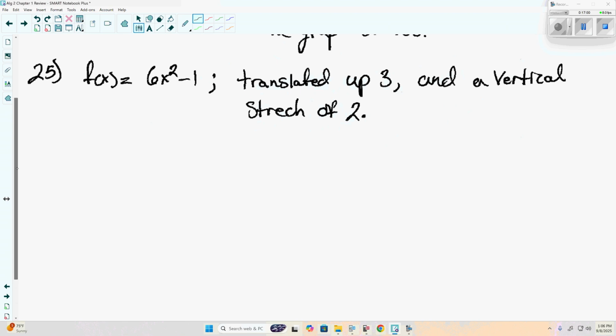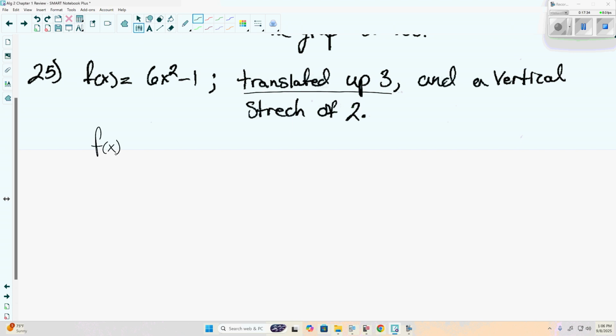25 through 29. Is there one of those in particular that y'all want to look at? If not, I'll just do 25. To start with, f of x equals 6x squared minus 1. First translation is translated 3 units up.